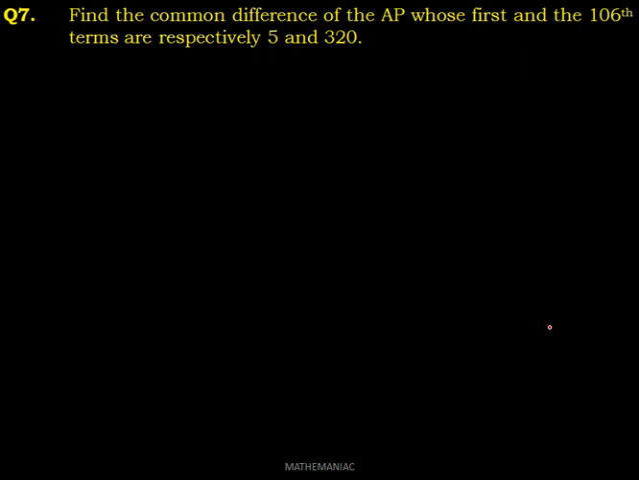Okay, now what is given here? Find the common difference of the AP, right? Common difference means D is what? You try to convert this into symbols in mind. I'm not saying that you write it, or in rough place you can write. Whose first term, first means A1 or A, and 106th term, A106, are respectively 5 and 320. I hope this is a very easy problem, right? Now you will not find it difficult.